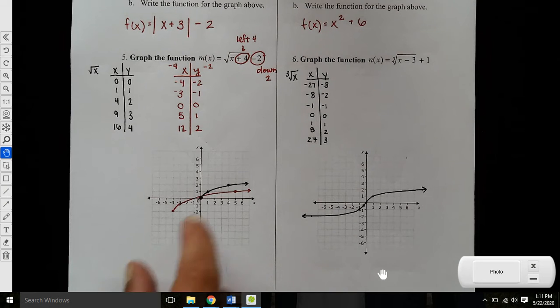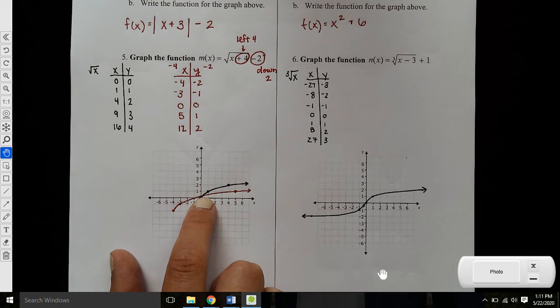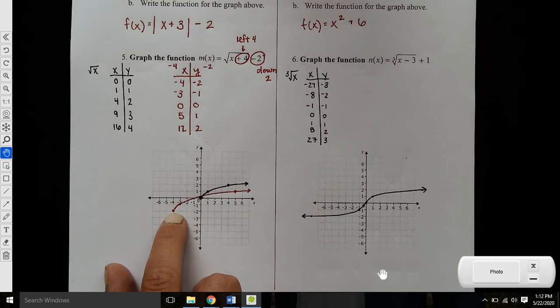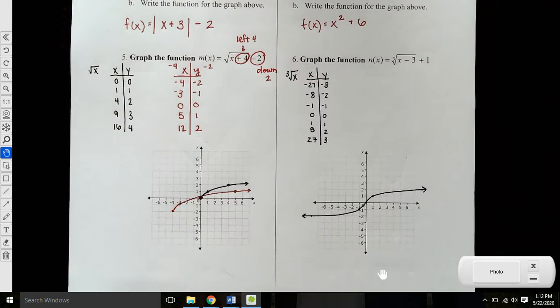So I noticed that it moved to the left. If I look at the starting point, that's a really great way to make sure that it makes sense. So my starting point was 0, 0, and that point moved to the left 4 and down 2, which makes sense because that's what I described here.